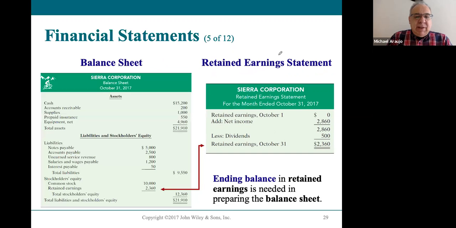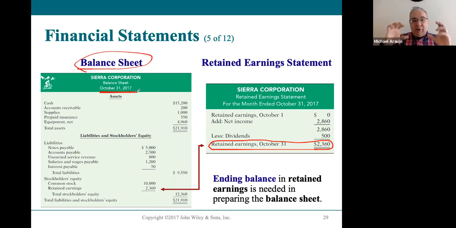So what happens to these owners' profits? How do we show that these belong to the owner? Well, it'll show up on the balance sheet. The balance sheet, as I mentioned to you earlier, is simply a financial selfie of what we look like today. And today for Sierra Corporation is October 31st, 2017.